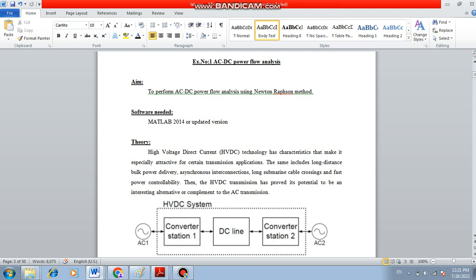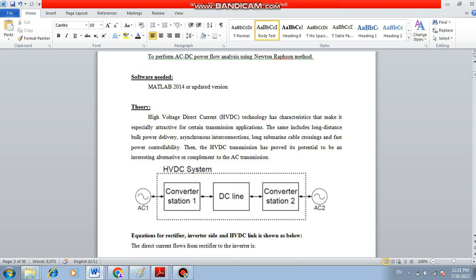This can be done by two methods. One is the sequential approach and the other is the simultaneous approach. Either method we can use. For the software needed, we need to write a MATLAB program to perform this analysis. MATLAB 2014 or any updated version is needed.